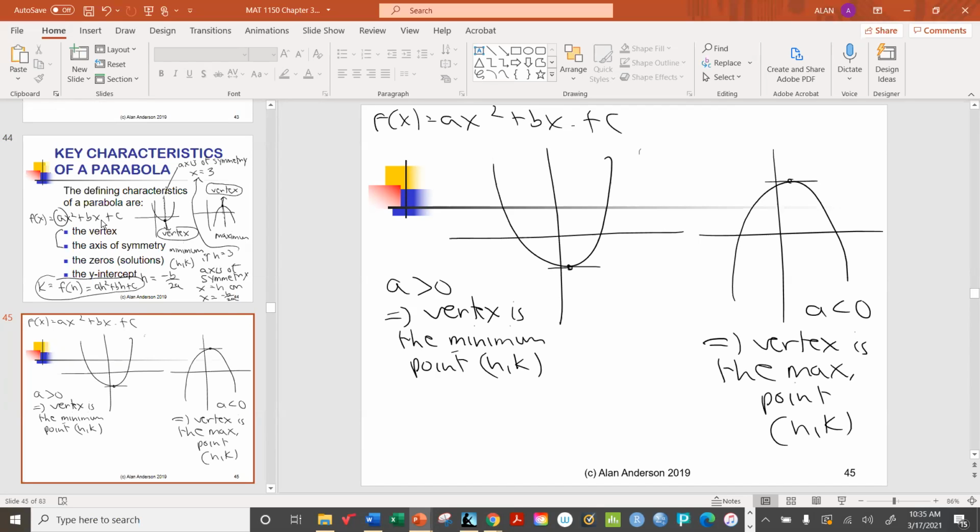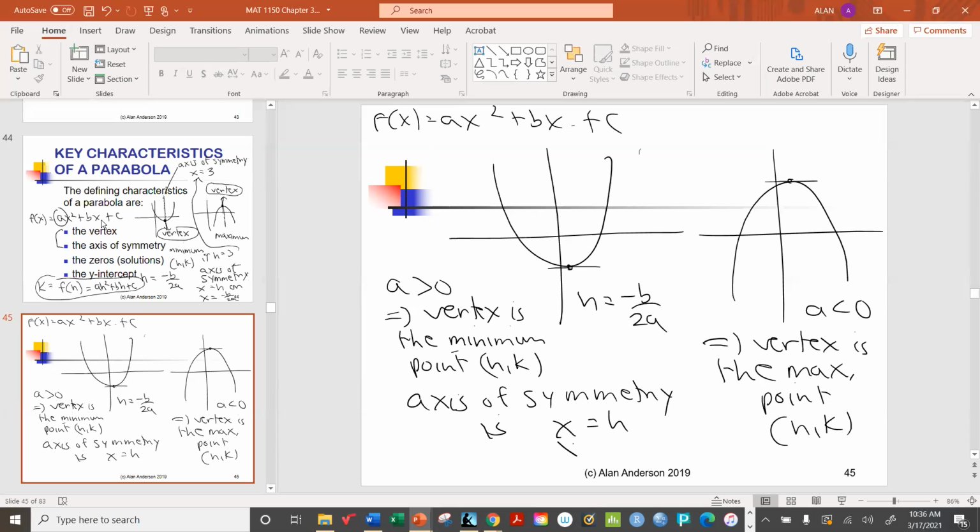And so whichever one it is will ultimately depend on the sign of a. But the axis of symmetry, in either case, is the vertical line x equals h. And since h is found by finding negative b over 2a, that means x also equals negative b over 2a. Now the solutions come from the quadratic formula, of course. Those are the solutions right here, and we'll call them x1, x2.